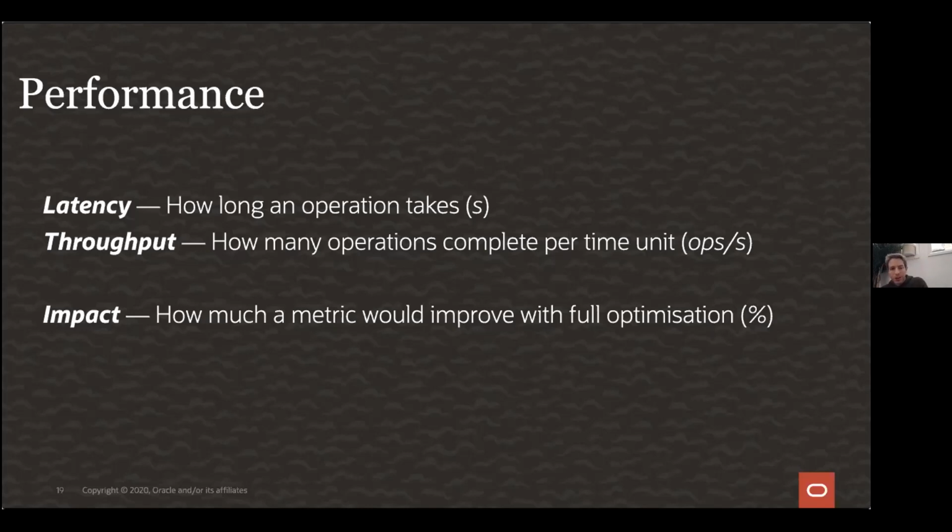Now, to judge how important something is for performance, I'll define impact as the change in performance, either latency or throughput, depending on what we care about, when we fully optimize its cost to 0.